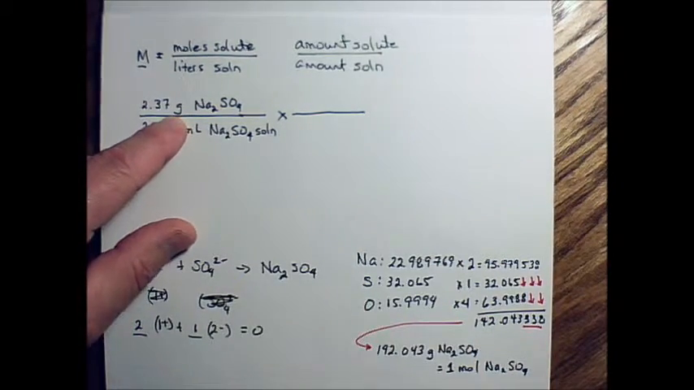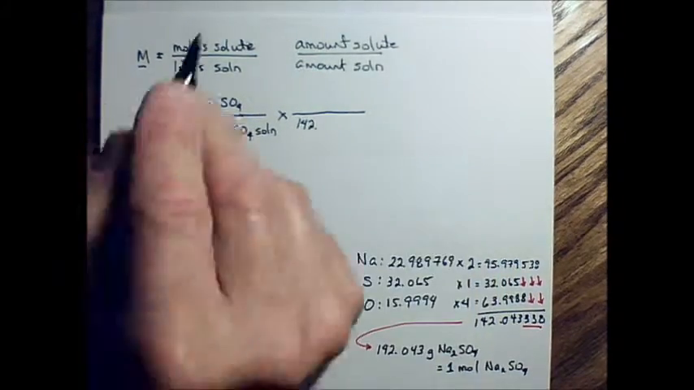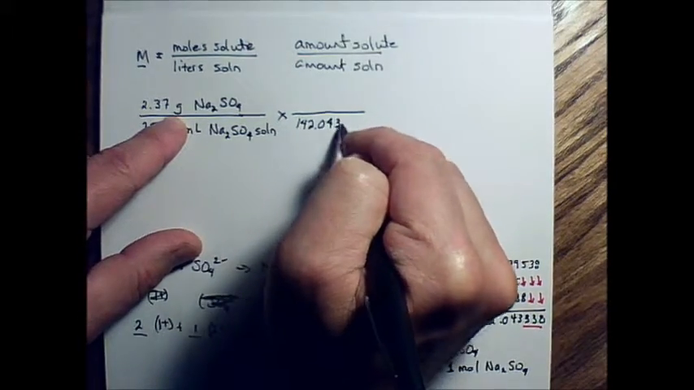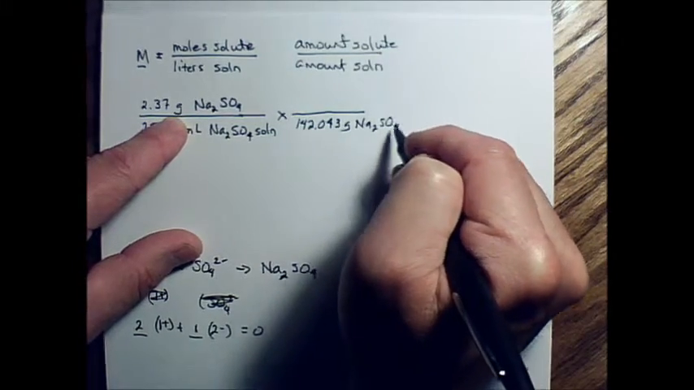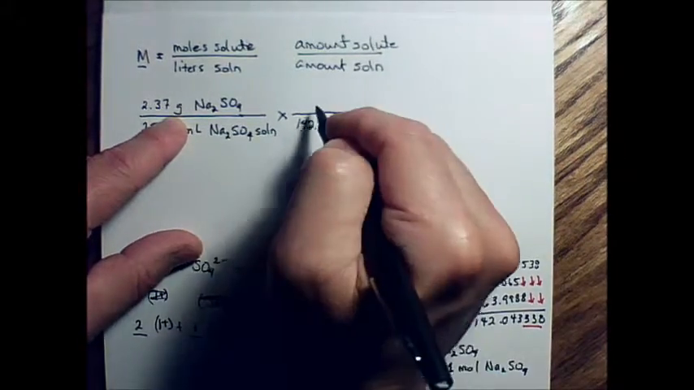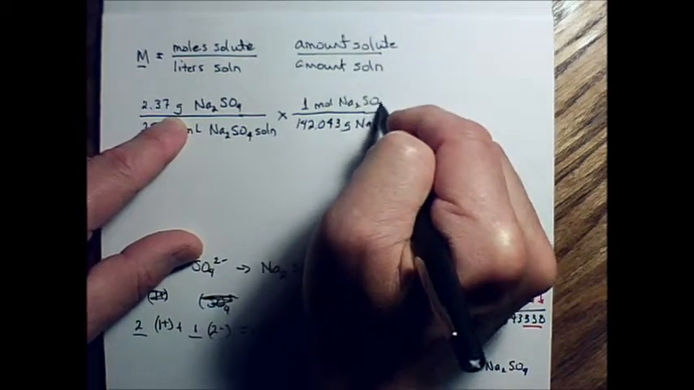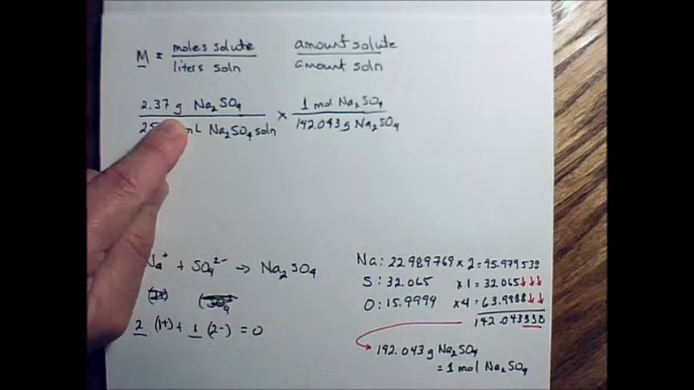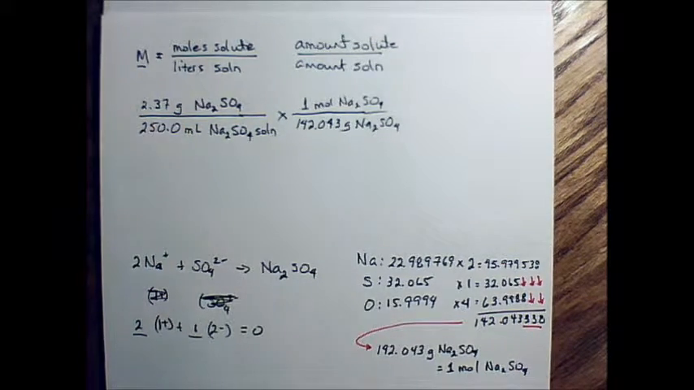You raise your hand. Okay. So we want to put this on the bottom, 142.043 grams Na2SO4. And on the top we want to put the 1 mole Na2SO4. Although from the bottom of that statement, you just said I had 142.042. Okay. Can you tell what you did? Or did I do something different?